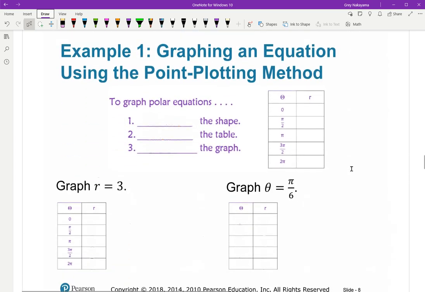All right, so we're going to start off doing it with the point plotting method. And with the point plotting method, y'all, first and foremost, when we can, we're going to identify the shape. Then we're going to complete this table over on the right, and then we're going to sketch the graph. But when you do this, you are picking convenient values of theta to make it easy to find r.